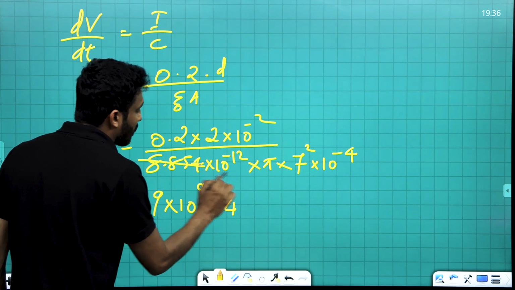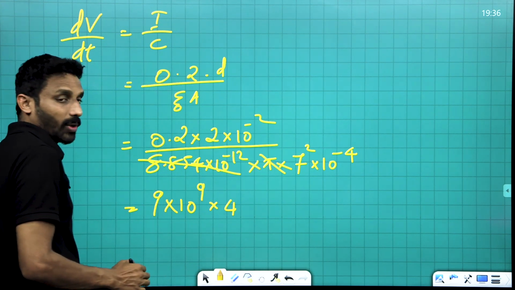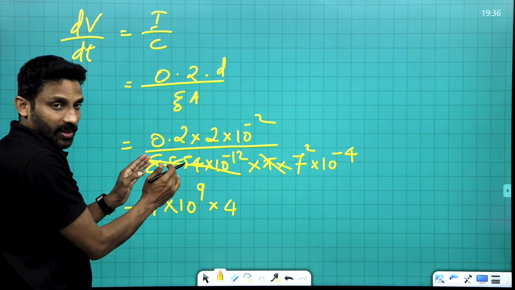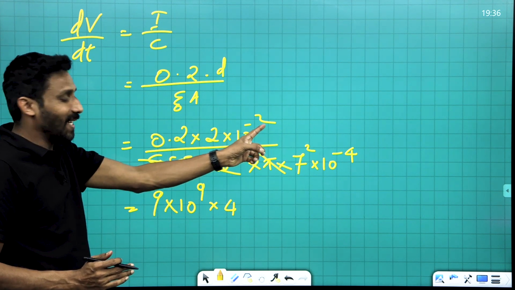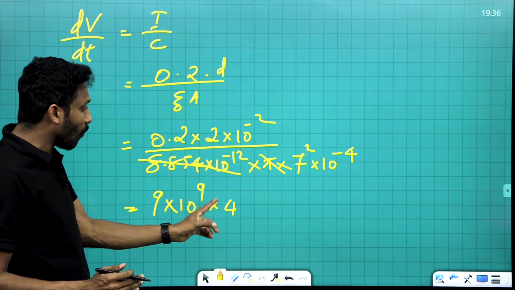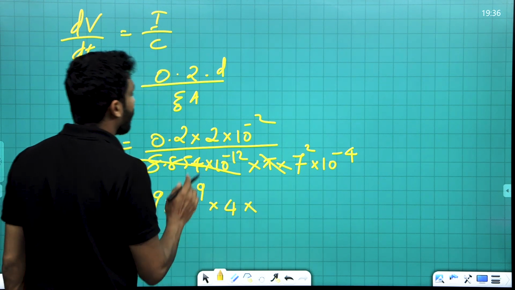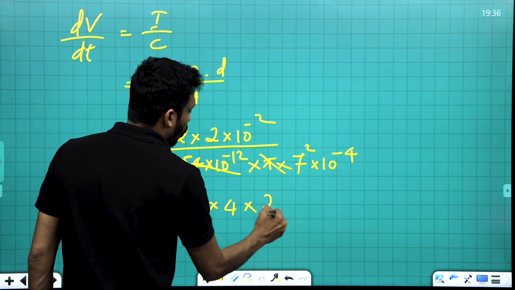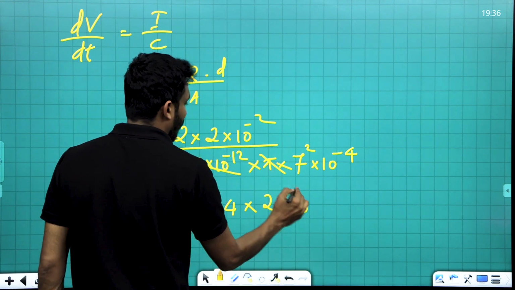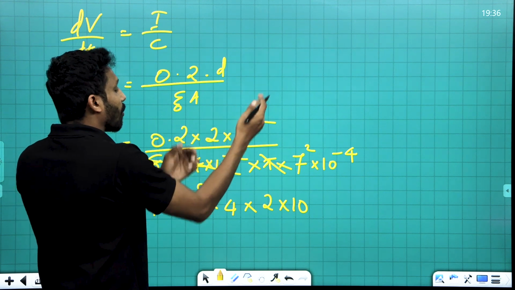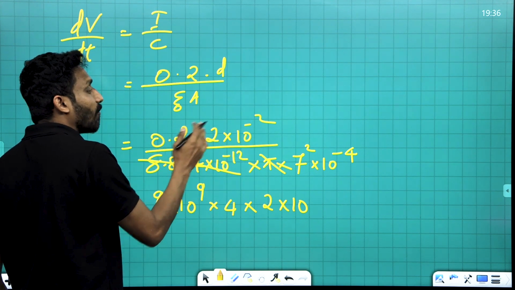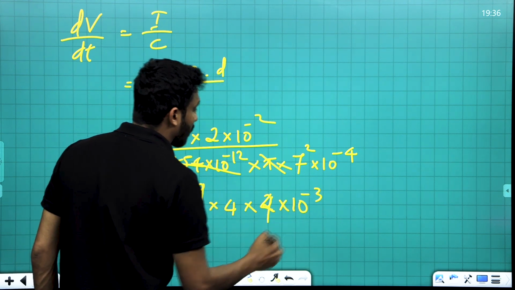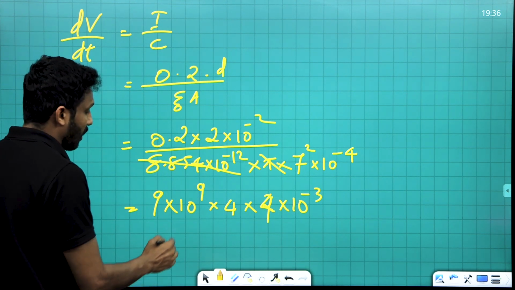8.854 is done, this one is done, and this pi is also done. You understood that? 1 divided by 4 pi epsilon 0, then 4 also should be here. So 9 into 10 power 9 into 4. The remaining: 2 into 0.2 into 10 raised to minus 2. 2 into 0.2 is 0.4 into 10 power minus 2, that is 4 into 10 power minus 3.